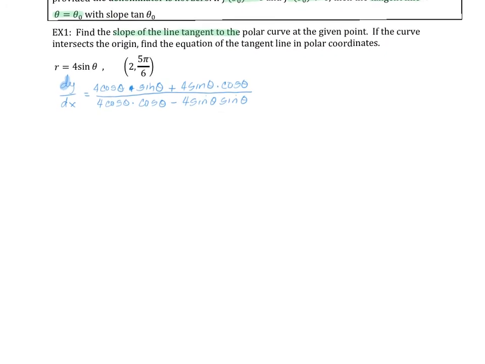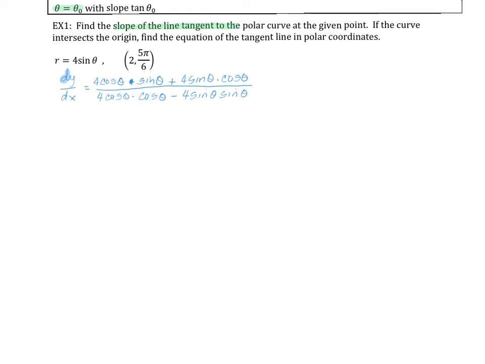Let's see if we can make this look a little bit nicer. So in the top, it looks like maybe I can go ahead and factor out a 4 top and bottom and cancel it. Let's see, so I have cosine sine plus cosine sine, which would give me a 2 sine cosine in the numerator. In the denominator, it's cosine squared minus sine squared.